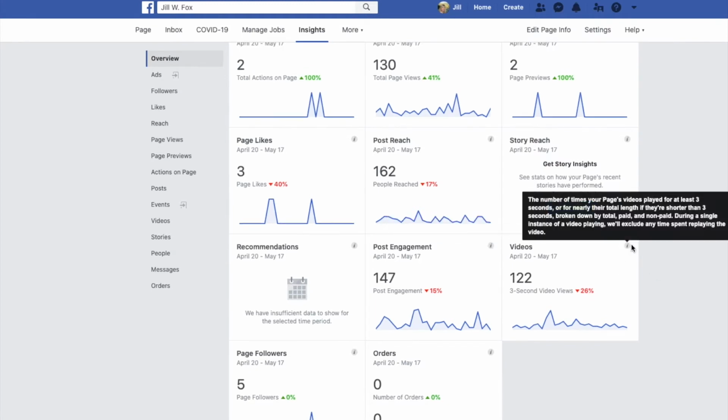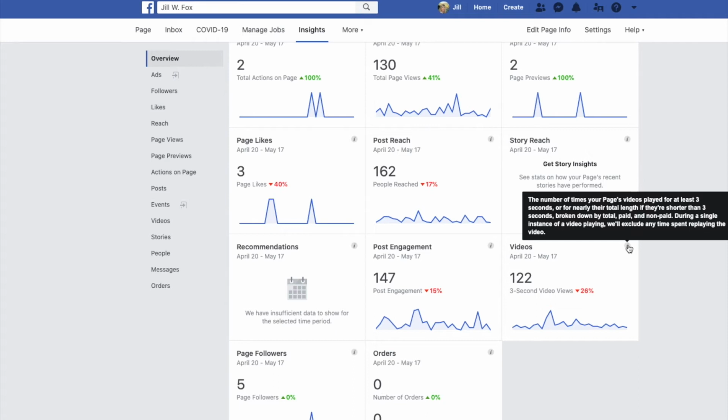And now your videos, this is the number of times your video was played for at least 3 seconds. I know that's not a very long amount of time, and they autoplay. And so was the person scrolling so slowly that the autoplay went through the 3 seconds and they never even noticed it? Did they watch the whole thing?